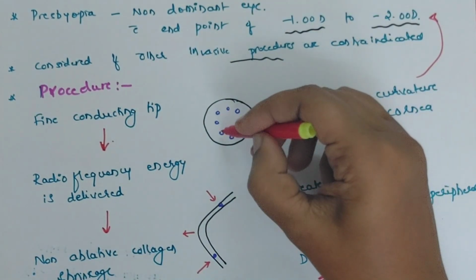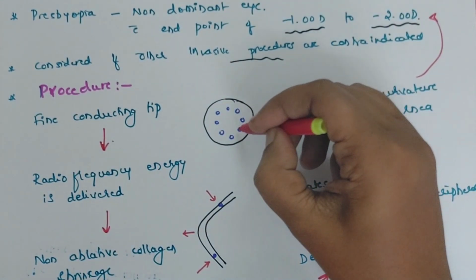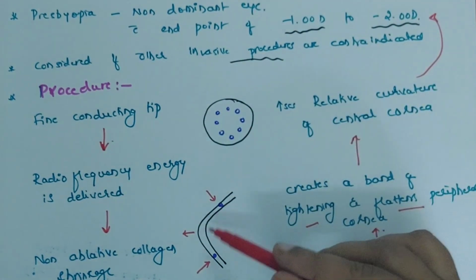So when you deliver the energy, this is how it looks with conductive keratoplasty, and this is how the cornea gets altered.